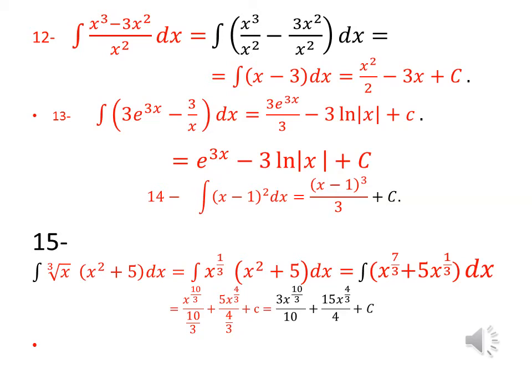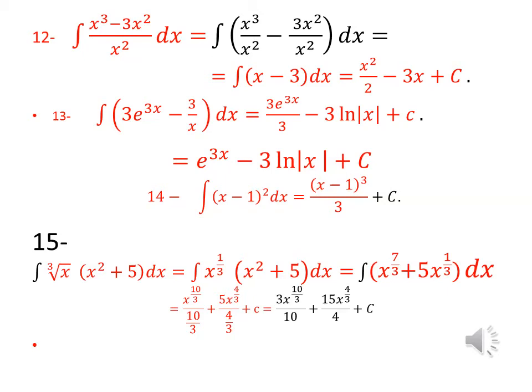Problem number 14. Integration of (x minus 1)^2 dx. The expression inside the brackets is x to the power 1, so we increase the power by 1 and divide by the new power and by the factor of x. Here there is no factor of x, x is alone with no constant in front, and the power is 2, so increase the power by 1. So (x minus 1)^3 over 3 plus c.